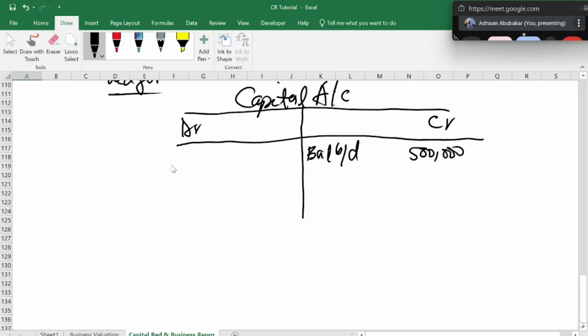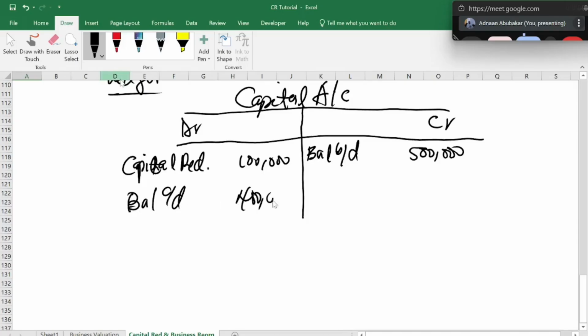So that is where you will come and do that. The sacrifice that they make to the company is what we call capital reduction. You understand? That sacrifice will go to the capital reduction account. So you debit it. When we did the calculation, we picked the 500, multiplied by 0.2. That gives you 100,000. So whatever is left is your balance carried down. The balance carried down was 400,000.